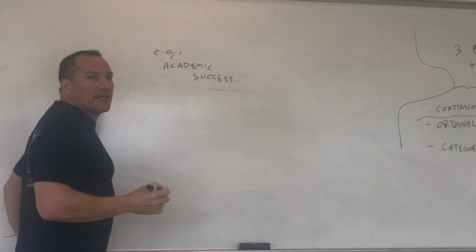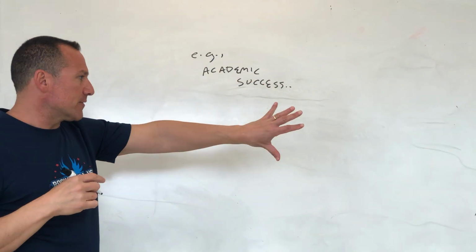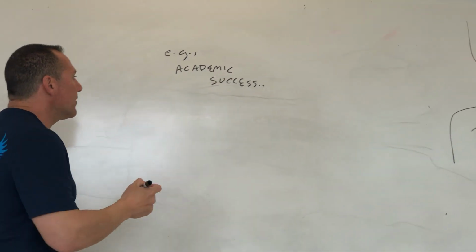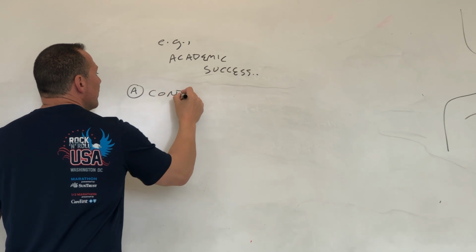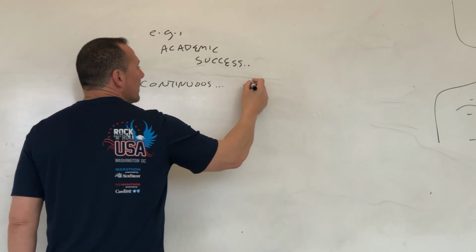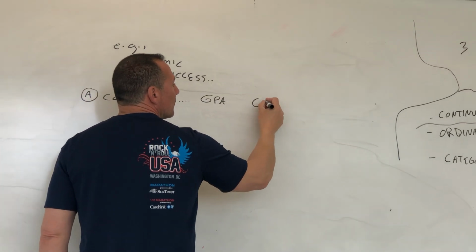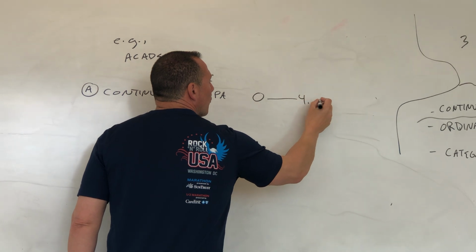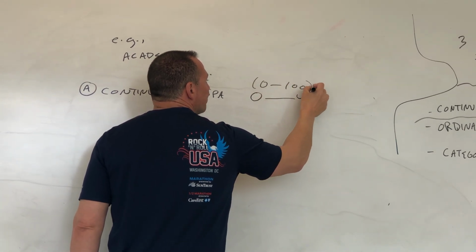So we can think about academic success and ways that we can measure it using variables that differ in terms of these three basic kinds of variables. A continuous measure of academic success would be GPA. GPA goes from 0 to 4.0, or if you're in high school, it might go from 0 to 100.